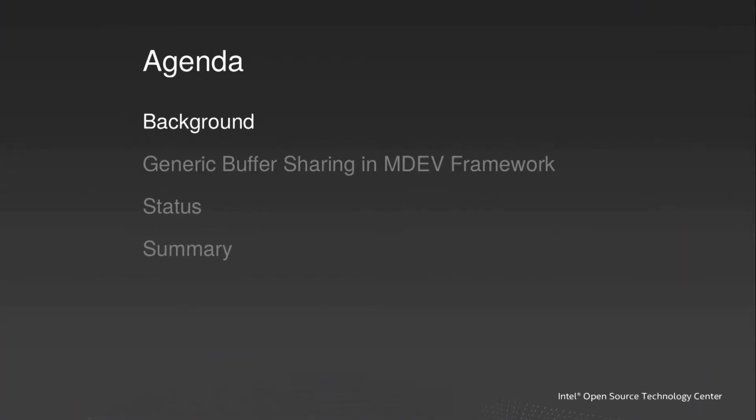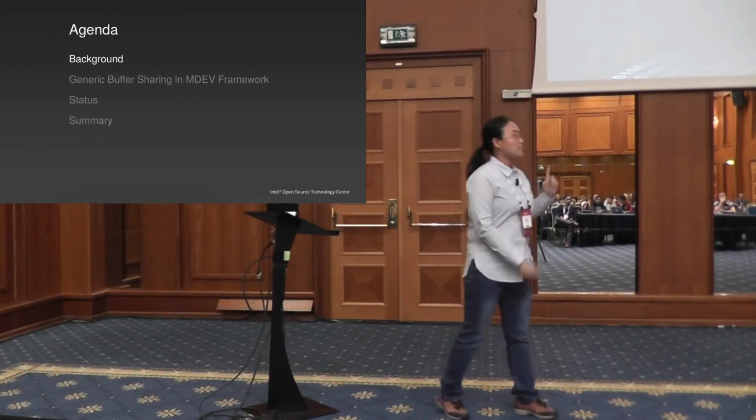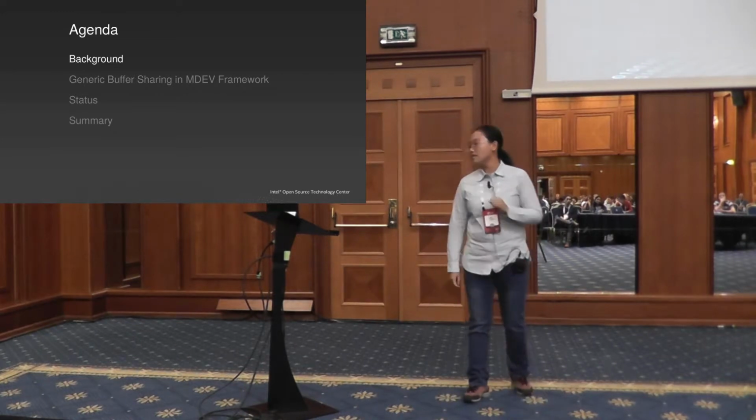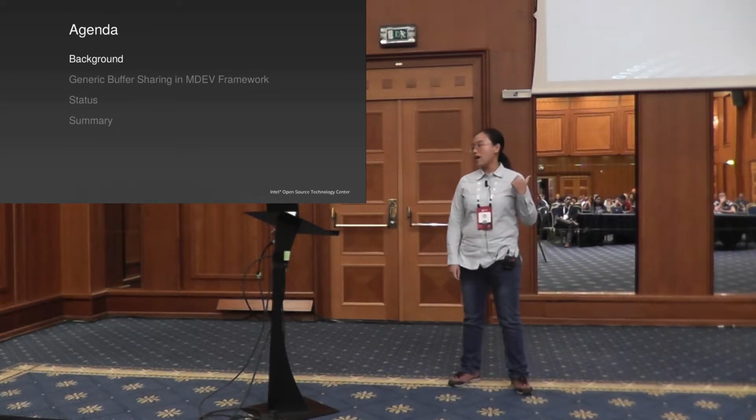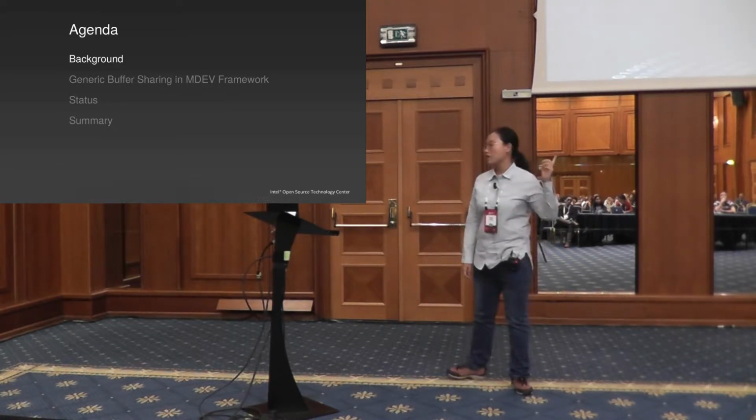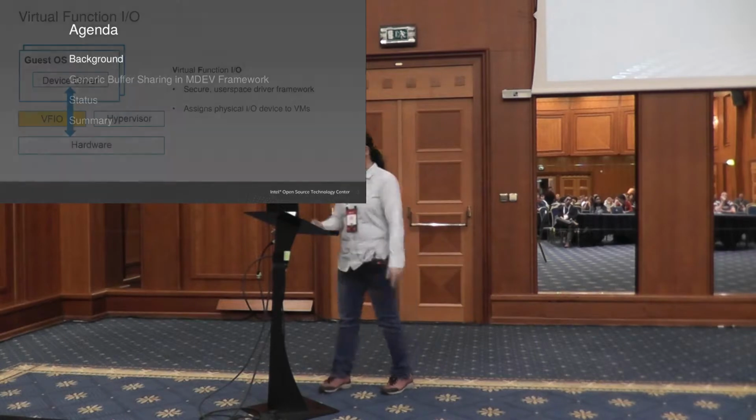Here is the agenda. We only have 4 parts here. In the first part, we are going to talk about the background and the motivations. The second part is about the design of the buffer sharing mechanism. The third part is the status, and the last part is a summary.